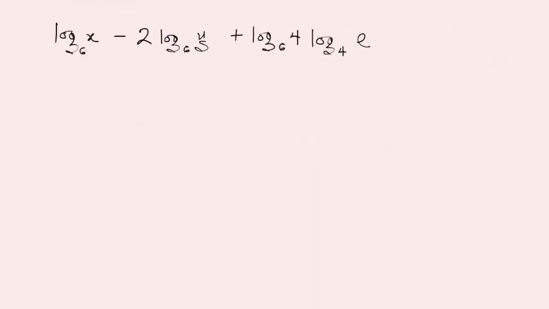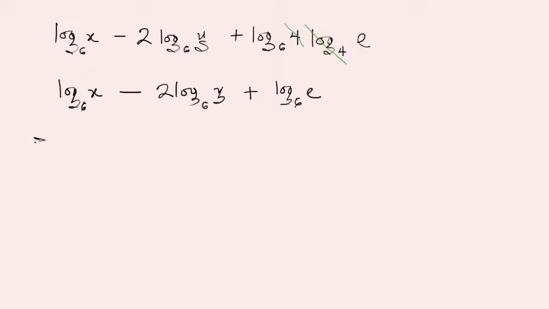So moving on, we have log to the base 6 of x minus 2 log to the base 6 of y plus log to the base 6 of 4 multiplied by log to the base 4 of e. And I'm hoping that you can already see that this can cancel out to make this log to the base 6 of e. And so if we start from the left hand side, we have log to the base 6 of x minus 2 log to the base 6 of y plus log to the base 6 of e.